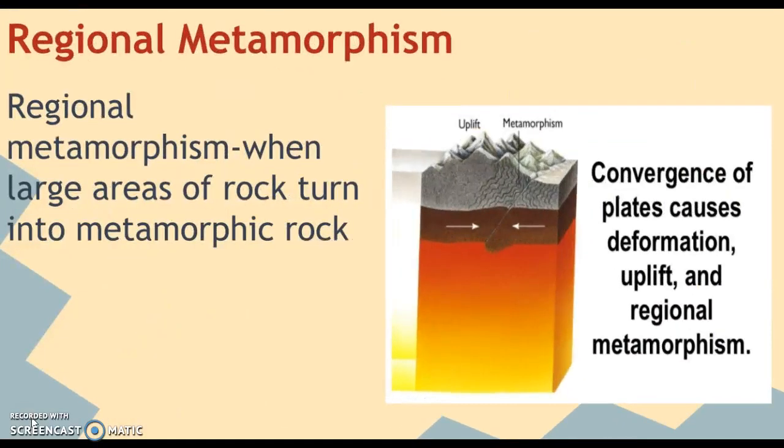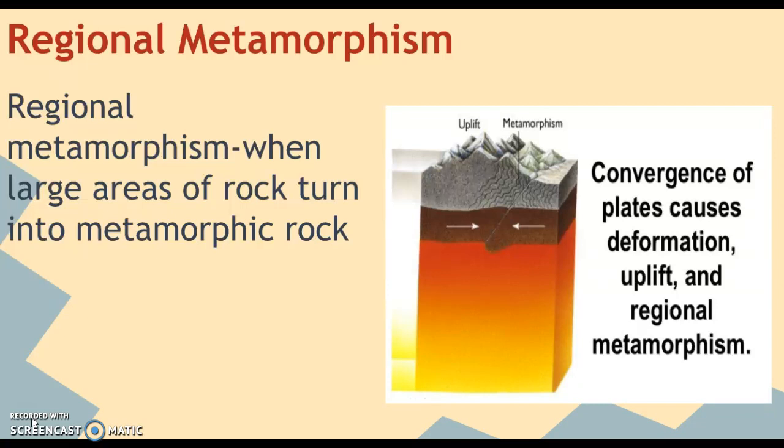Regional metamorphism is when large areas of rock turn into metamorphic rock together at the same time. In the example you see in this diagram, it's talking about convergence of plates that causes uplift, deformation, and in turn regional metamorphism. So it's almost as if, because these giant plates and pieces of crust are forming and moving and pressurizing together, it can cause uplift of, in this diagram, a mountain or a mountain range.